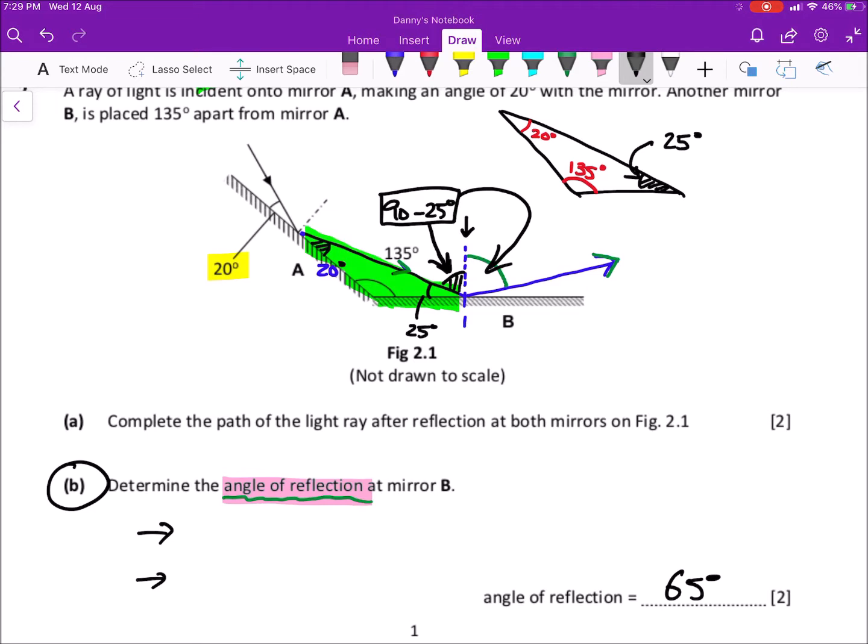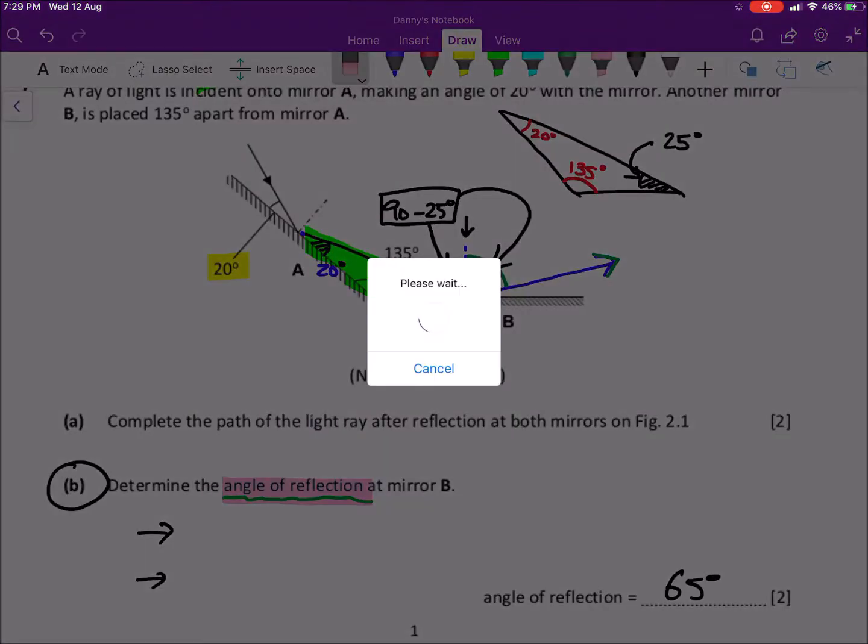You can label the angle. For example, you can call this angle O, and then after that you can call this angle R, things like that to help you in your presentation. So I will be looking out for all these markers and see whether you can present your thoughts mathematically and clearly.